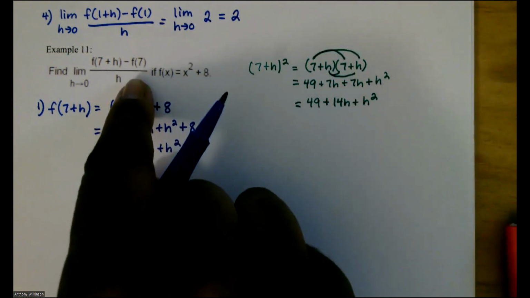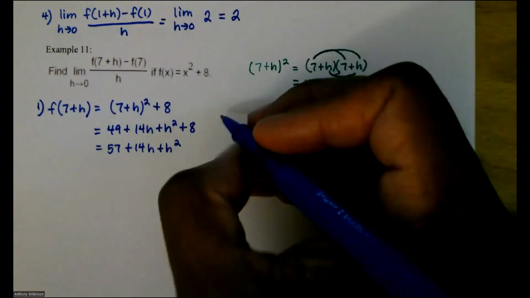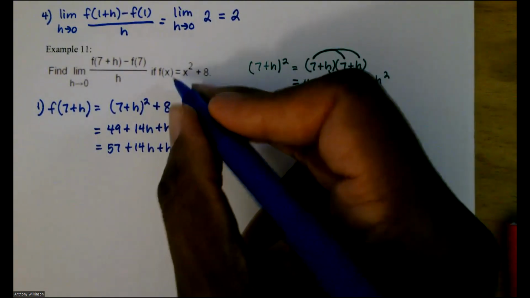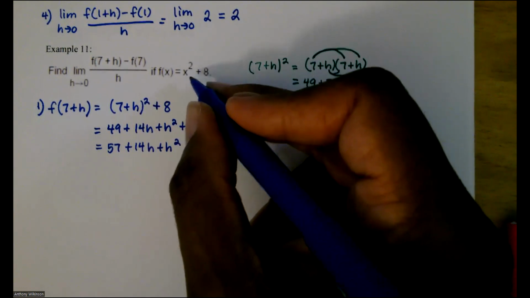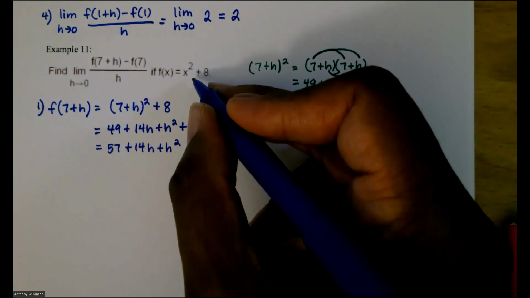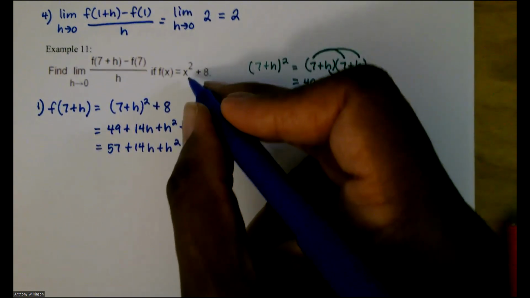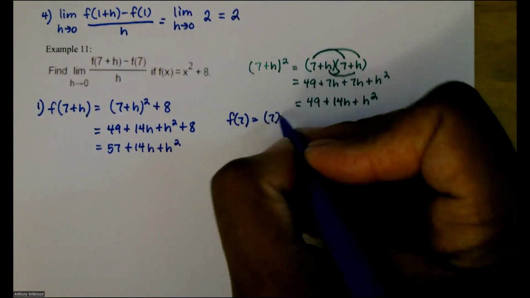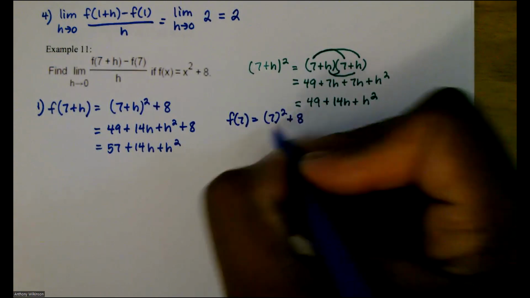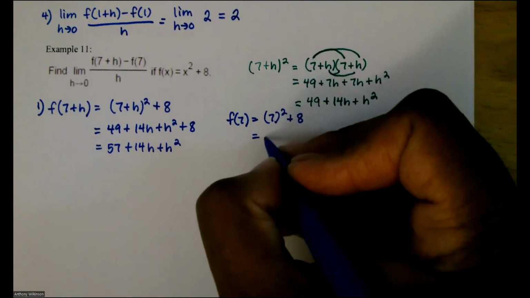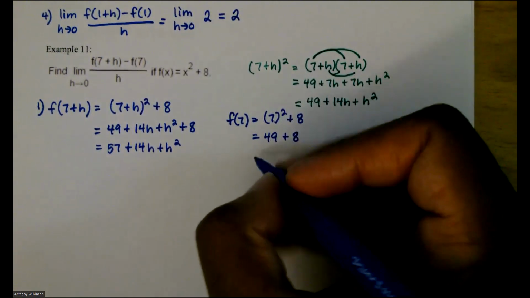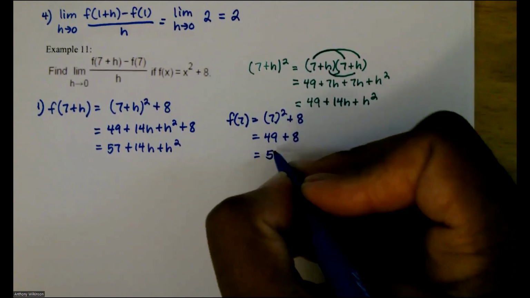Now for the f of 7, which is this right here. Well, f of x is x squared plus 8, so I'll just replace the x with that 7. So it's going to be 7 squared plus 8. 7 squared is 7 times 7, that's 49. 49 plus 8 ends up being 57.